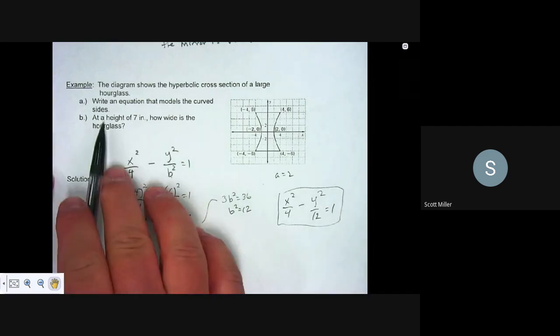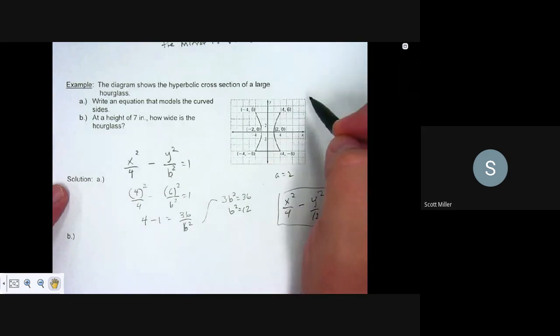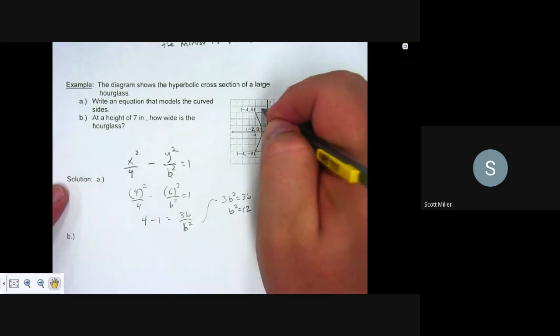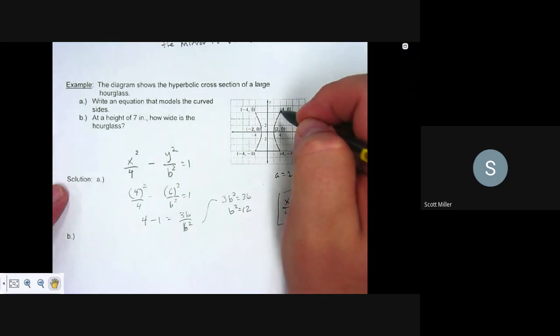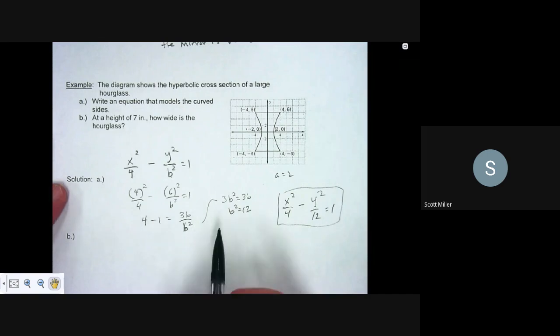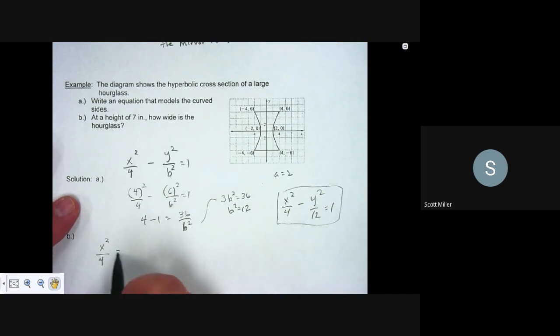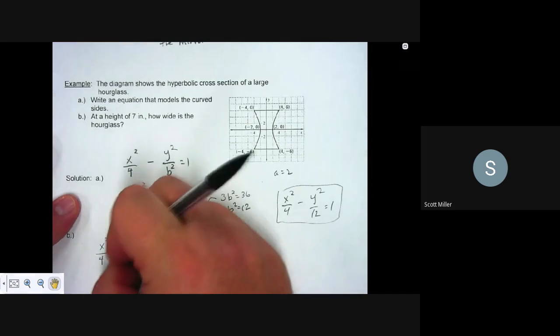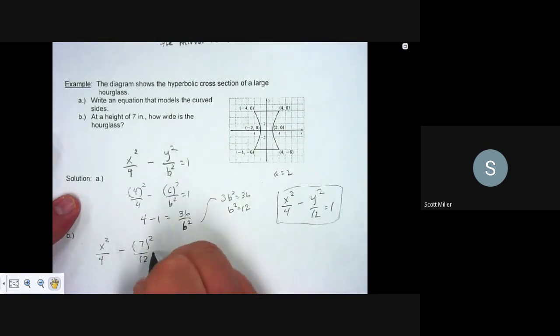The next part here is, what happens at the height of 7 inches? So what if we made this bigger? What if I drew a line across the top here at 7? We want to find out how wide it's going to be. So we take the equation that we have and plug in a height of 7. This will be a minus, and this will be 7 squared over 12 equals 1.